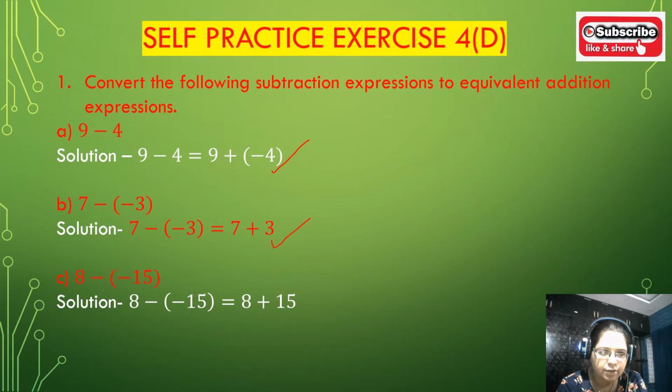C. 8 minus of minus 15. 8 minus of minus 15, this is a subtraction expression and we have to convert the subtraction expression into addition expression. 8 minus of minus 15 equal to 8 minus of minus is plus, 8 plus 15. 8 plus 15 is an addition expression.